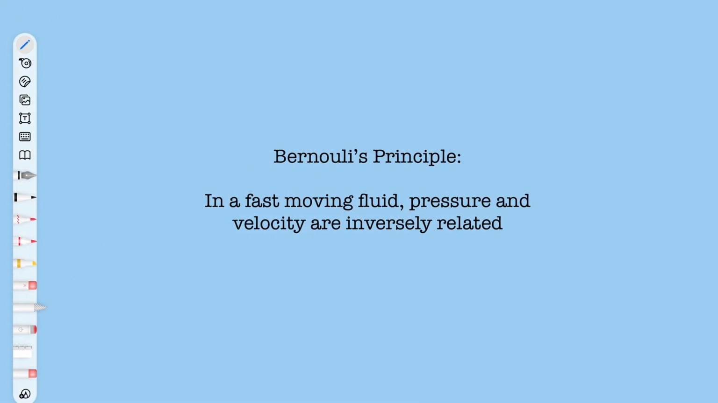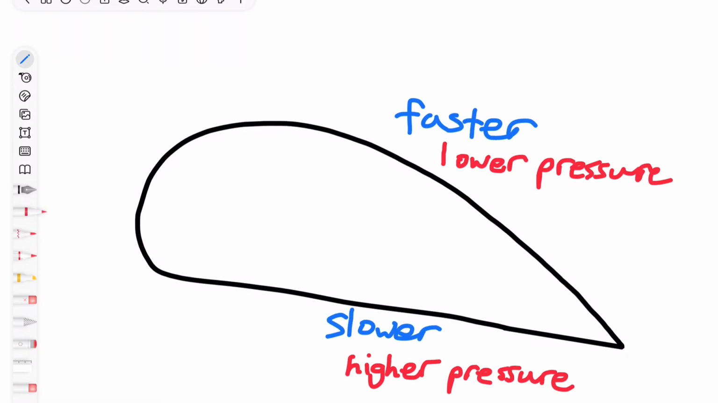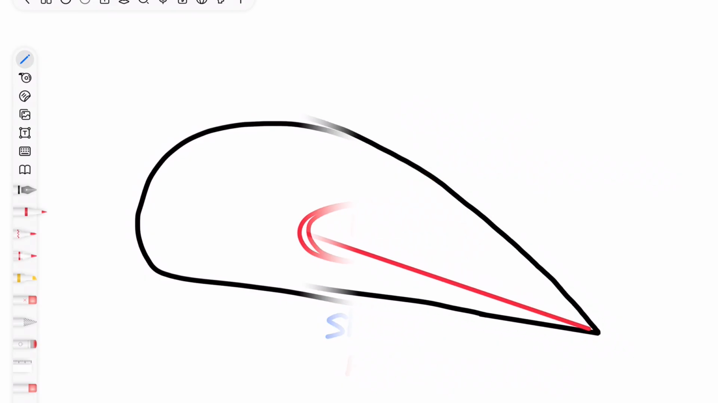Bernoulli's principle supports this, telling us that in a fast-moving fluid, like air, pressure and velocity are inversely related. Since the speed of the airflow above the wing is greater than below, we know that the pressure above the wing is less than the pressure underneath. This difference in pressure from top to bottom results in a greater upward force, creating a lift vector that helps the plane stay aloft. The shape of the airfoil is critical for generating maximum lift.